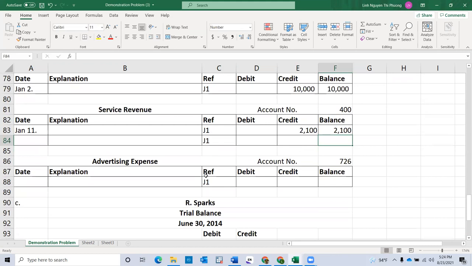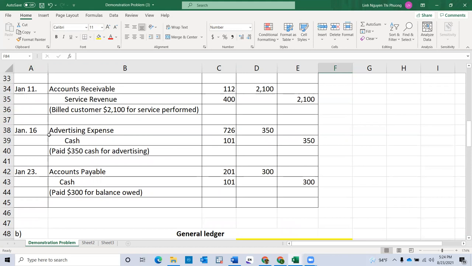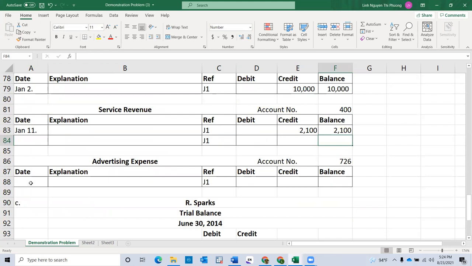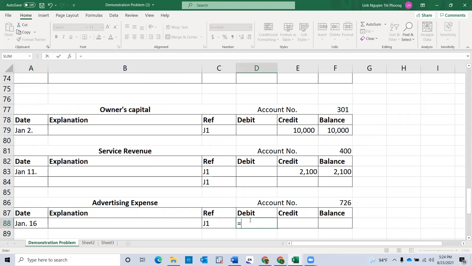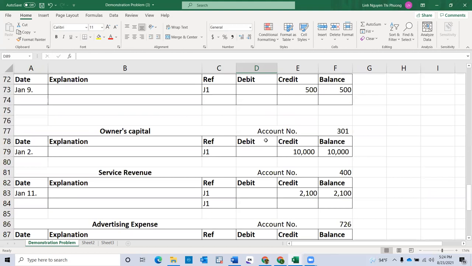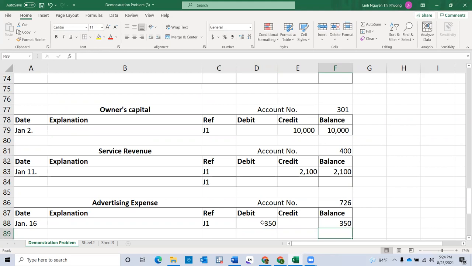Next, January 16, the debit advertising expense, 350 and cash 350, okay? So we go to advertising expense, equal sign, January 16, right? Debit, equal sign, and then click on 350. So the balance will be exactly equal to 350.